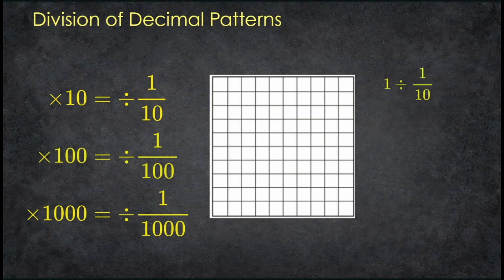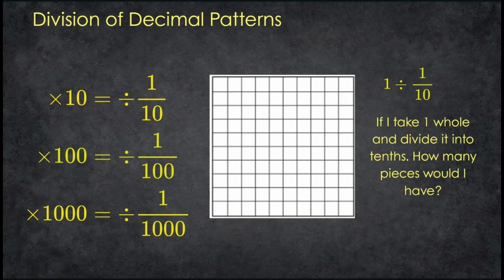So I've got a hundreds grid right here, and I have the equation 1 divided by 1/10. Now, 1 divided by 1/10 is the same thing as me saying 1 times 10. Here's why. If I take one whole and divide it into tenths, how many pieces will I have? So let's go ahead and take a look at how that works out.